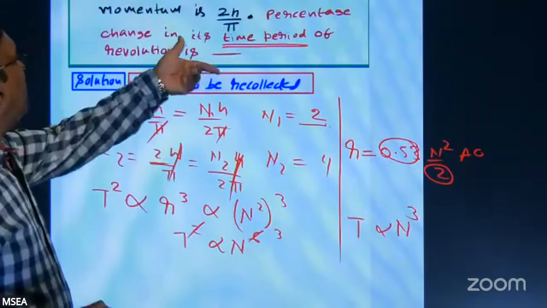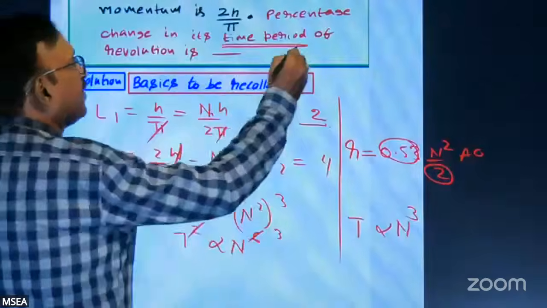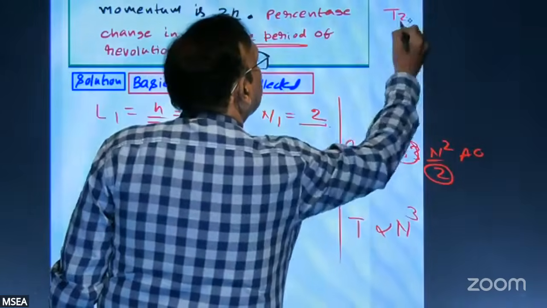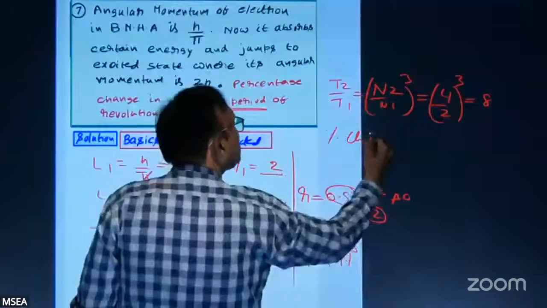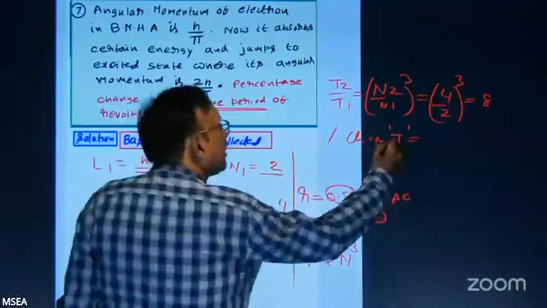Once again, I want the percentage change in the time period of its revolution. Now, you can calculate what is T2 by T1 cube. Percentage change in time period means final value by initial value, final time period by initial time period minus 1 into 100. So T2 by T1, you know, is 8. 8 minus 1 into 100. It is a 700% answer.